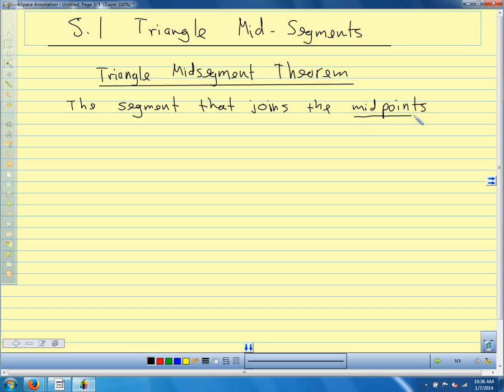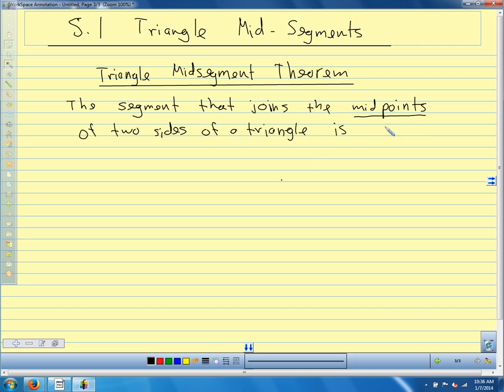and before we write the rest, let's remember what we mean when we're talking about a midpoint. What's a midpoint? The middle. It's a point in the middle. So the midpoint of two sides of a triangle, so we're finding the middle of two sides of a triangle, and we're drawing a segment between them. And we'll draw a picture here in just a second.